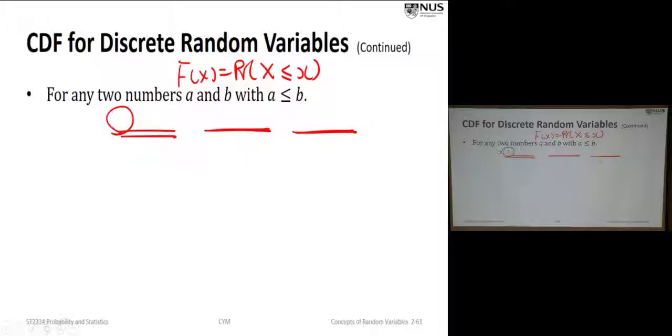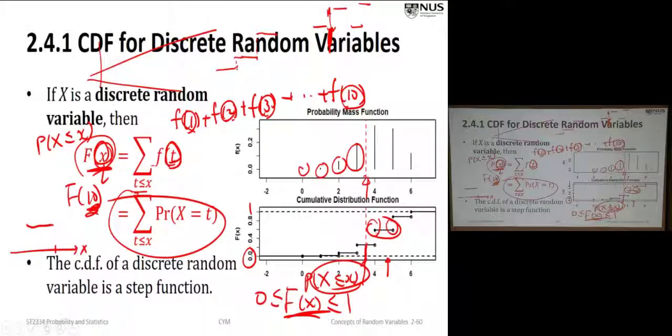If you go back to this graph, for example, I want to find out the probability of x between 2 and 4. Then it's equal to the probability of x less than or equal to 4 minus the probability of x less than or equal to 2. If I do this, that means I subtract away the x equal to 2 probability, which is not what we want. I want to include x equal to 2.